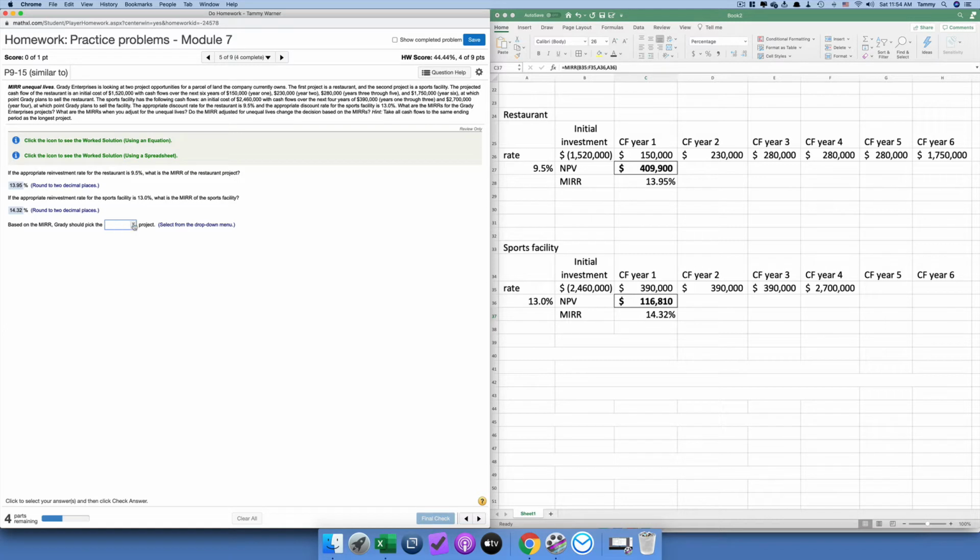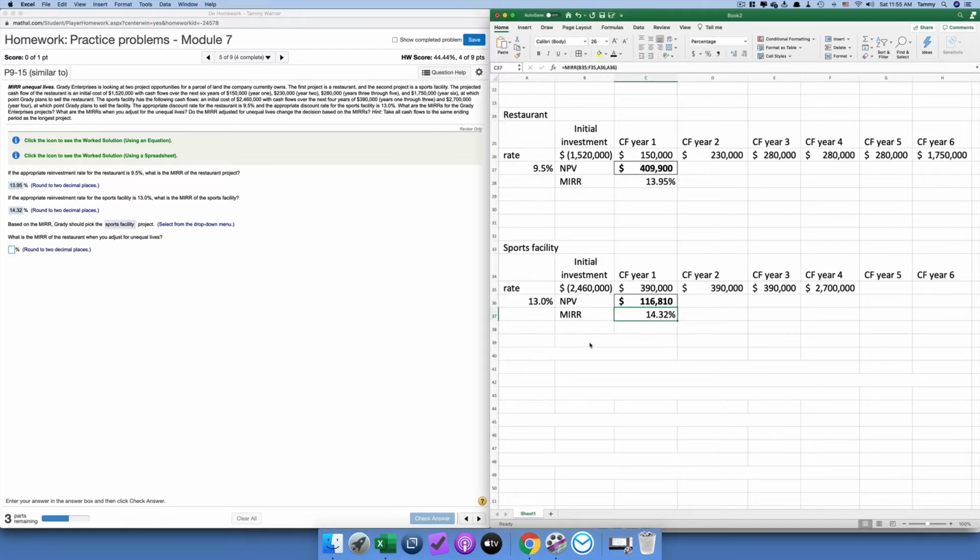And now what we need to do, we need to say, okay, we like the IRR best for the sports facility if we don't take into account the fact that they are unequal lives. Right, so we've got a 4-year modified IRR for the sports facility of 14.32. But now we have to adjust these cash flows for unequal lives.